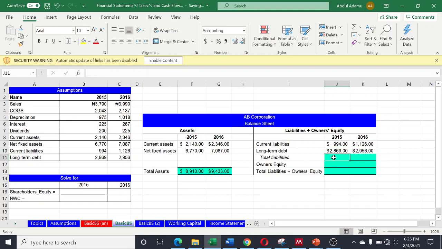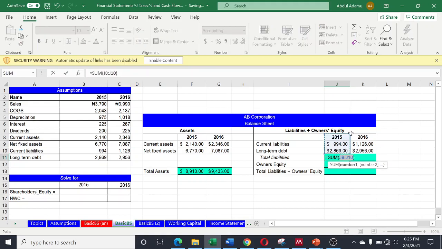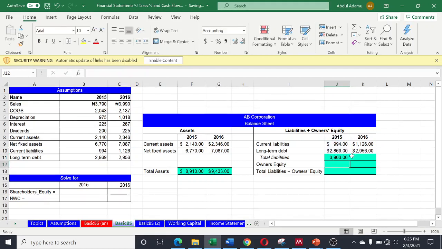So for the total liability, if you press Alt equals, it will add all, so you drag the two you want to sum. That is the shortcut. So you can drag this one this way also. That is the total liability. To get our owner's equity, it is the total asset minus the total liability. This is equal to this minus total liability, which is this value.